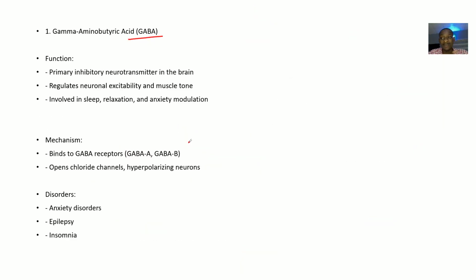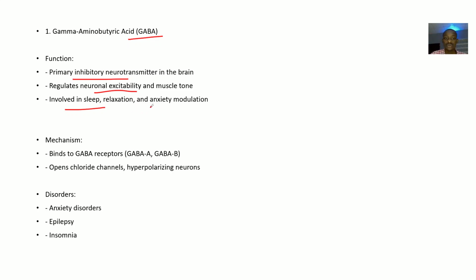So for gamma-aminobutyric acid, what is the function? They are the primary inhibitory neurotransmitters in the brain. They regulate neuronal excitability and muscle tone, all right? They regulate how far the neuron will be excited. So if the excitation is getting too much, the inhibition sets in. They are involved in sleep because when you want to sleep, you want to relax. You want things inhibited. You don't want to think too much.